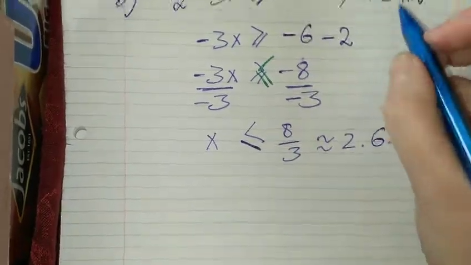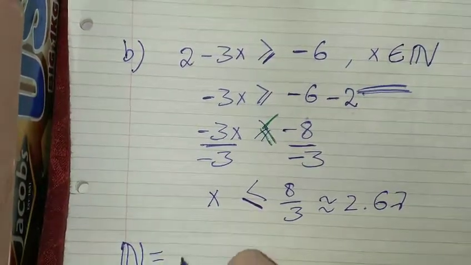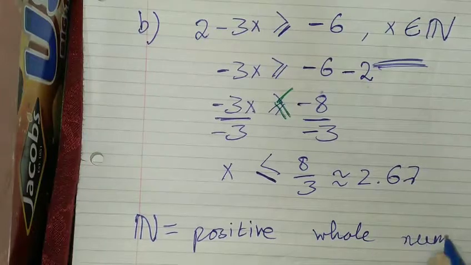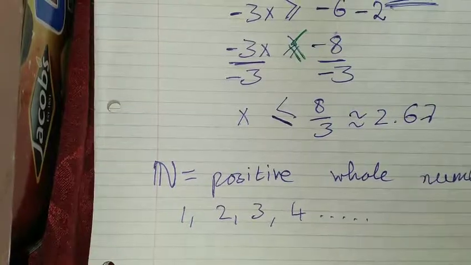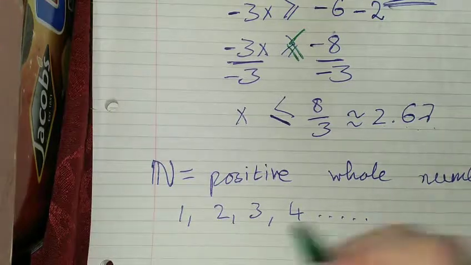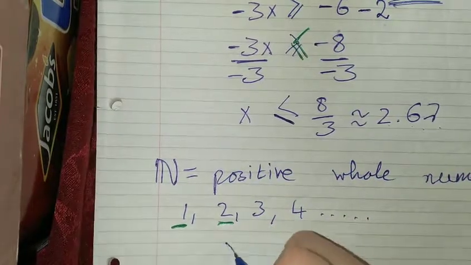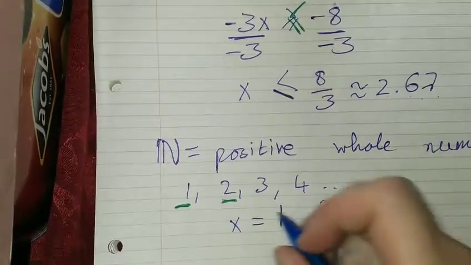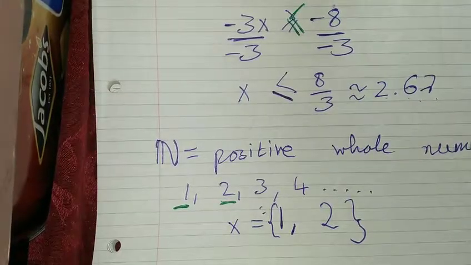I was told that I have to list the values for x, and I was told x is an element of the natural numbers. So the natural numbers N are positive whole numbers. Positive whole numbers start at 1, 2, 3, 4 and go all the way up. So it's less than 2.67, but it's a natural whole number, so it can only be 2 or 1. So the only values of x that would work are x equals 1 and x equals 2. So that's the solution set of x for that question.